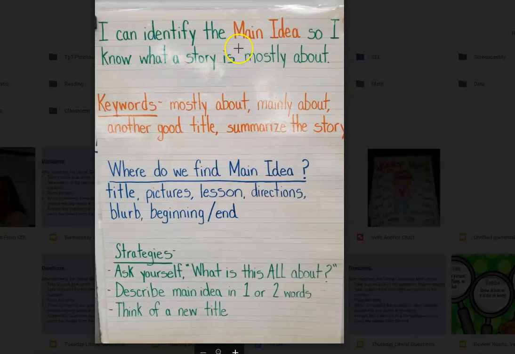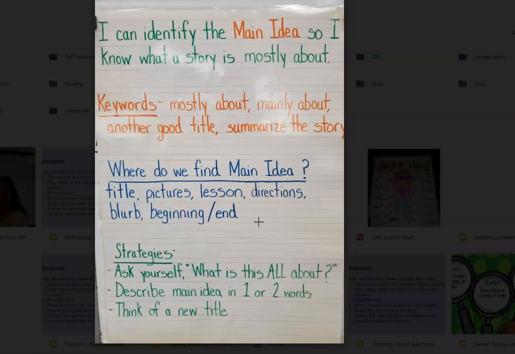So I can identify the main idea so I know what a story is mostly about, that key word, mostly about. Other keywords might be mainly about, summarize the story, or another good title. You're going to learn more about how to choose another good title later on this week. So where do we find the main idea? Could be at the beginning or the end of a story, could be in the title, the pictures, the lesson, the directions, or maybe there's a small blurb, which is just a couple of sentences.